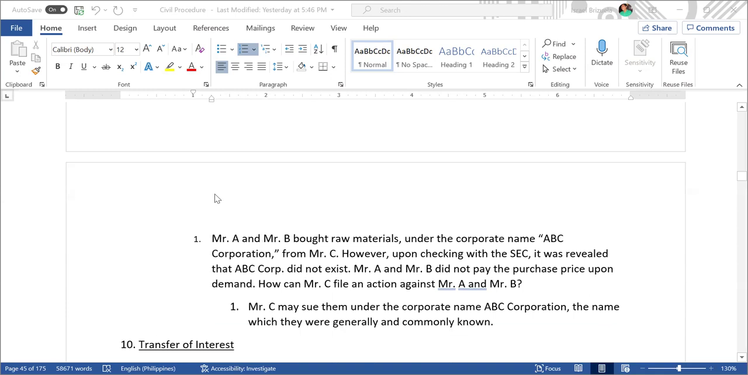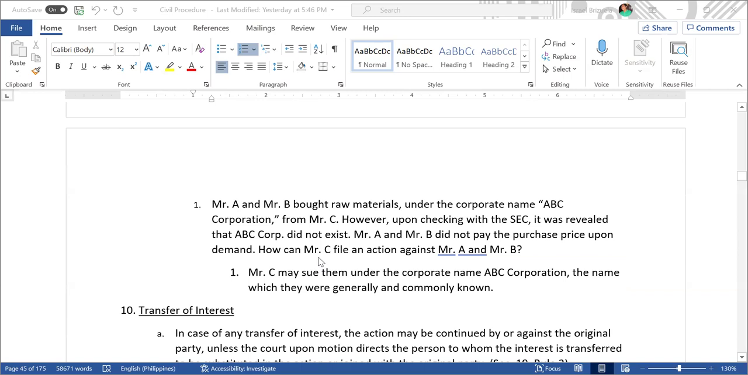So an example for this would be Mr. A and Mr. B bought raw materials under the corporate name ABC Corporation from Mr. C. However, upon checking with the SEC, it was revealed that ABC Corp did not exist. Mr. A and Mr. B did not pay the purchase price upon demand. How can Mr. C file an action against Mr. A and Mr. B? Mr. C may sue them under the corporate name ABC Corporation, the name by which they are generally and commonly known.